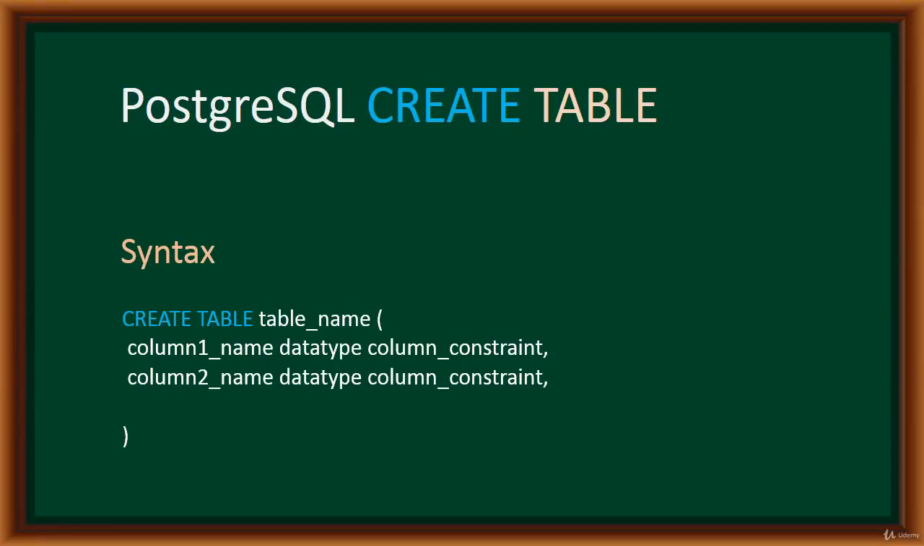A constraint basically is a condition that you apply to a column. For example, you can specify that you don't want that column to be empty. There must be a value. That is a kind of constraint.